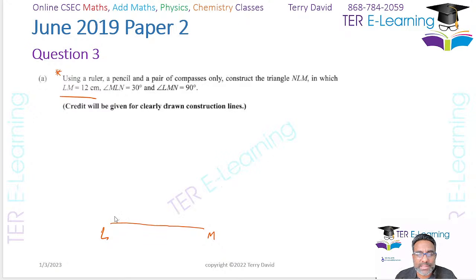MLN is 30 degrees. So you're doing something like this. So just label what they're telling us. This is 30 degrees. And LMN is 90 degrees. So what they're saying is this here is 90 degrees. And this point here is going to be N, and this here is 12 cm. Now, they don't want us to use a protractor, so we have to use a compass and pencils only. So let me show you how to handle something like that.